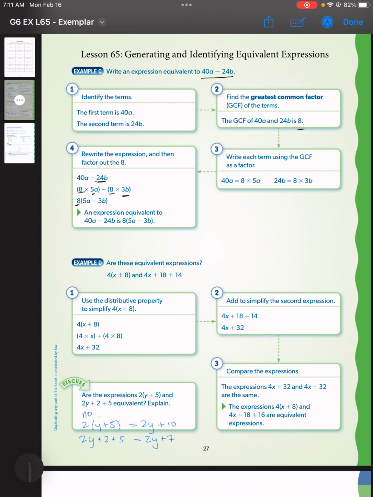Students are then going to combine what they've done in example C with what they did yesterday. And they're going to look at two expressions and identify whether or not they are equivalent. So in example D, I am going to have to use the distributive property to write an equivalent expression here, which gives me 40x plus 32. And then I'm going to simplify 4x plus 18 plus 14, which also gives me 4x plus 32. Therefore, these expressions are equivalent. They're going to use the same process in the discussion question.